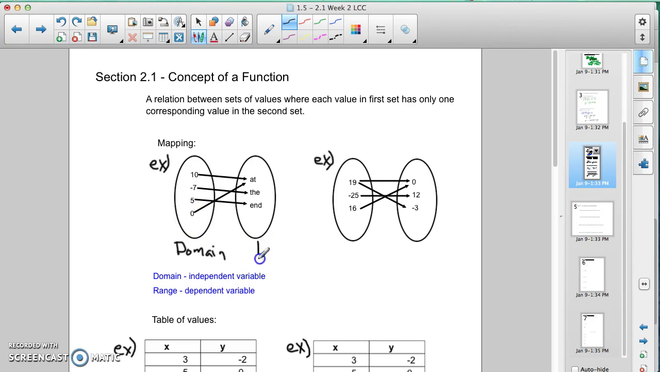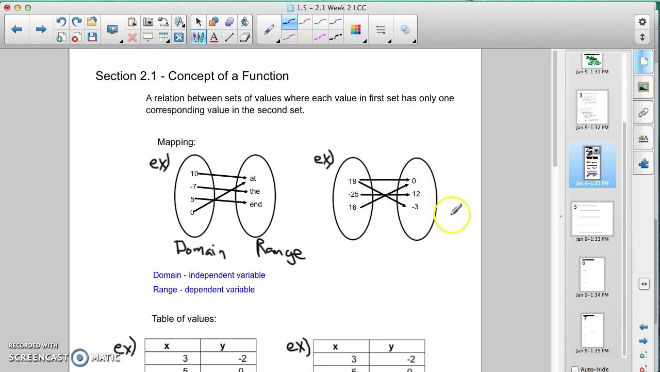The range are the answers or the outputs. So we also think of these as inputs and outputs. The domain is called the independent variable and the range is called the dependent variable. Also the domain can be called the input variable and the range can be the output variable. This is the domain here. This is the range here on this example.